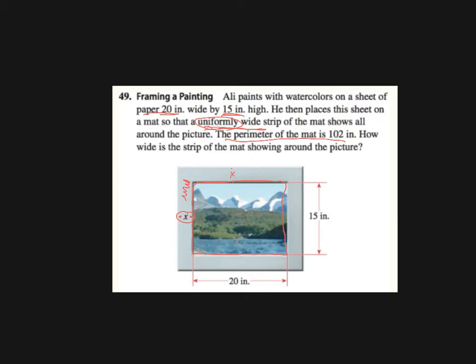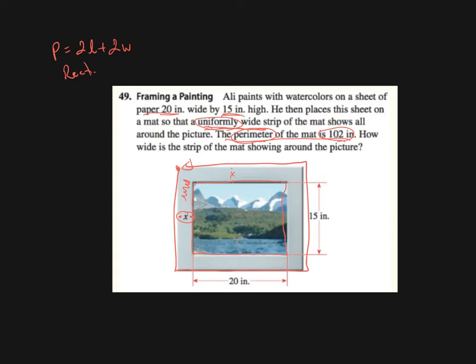Now the key piece here is focusing on this concept of perimeter. So perimeter is equal to twice the length plus twice the width, at least for the idea of a rectangle, right? The perimeter is just the distance around something. So if we started at this corner and we went this way, this way, this way, and this way, and stopped there, we went 102 inches.